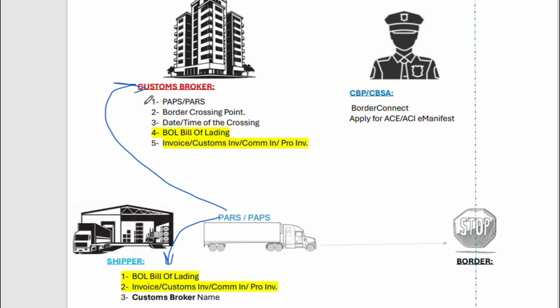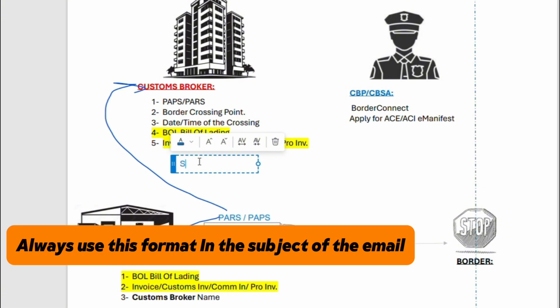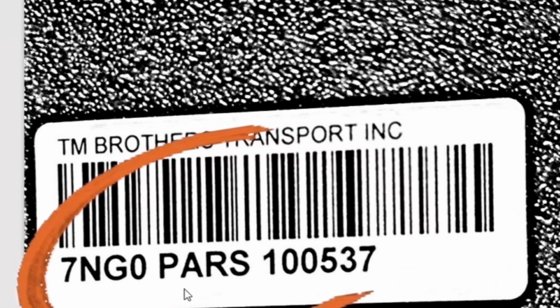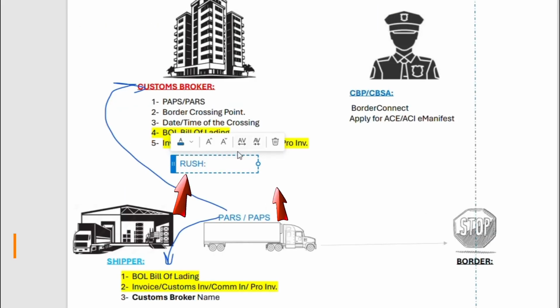And when you send an email to the customs broker with these documents, the main thing is the subject of this email. It's better to put it in this way. Let's say the subject starts with "rush," okay? Then we have to mention the PARS or PAPS number, for example, this one. We have to make sure it's exactly the same.